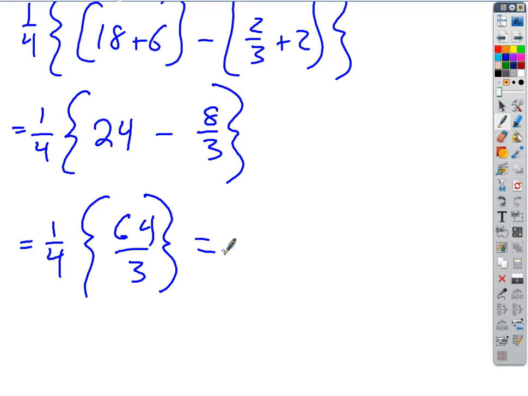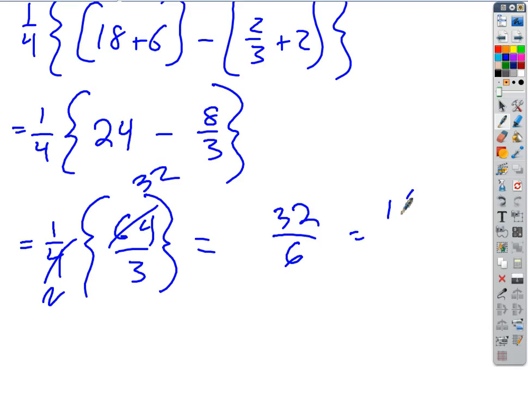I can reduce that a little bit: 2 and 32. So now multiplying straight across, I get 32 on the top and 6 on the bottom. 32 over 6, assuming we did everything right on that side. Sure, we could reduce it to 16/3. Good. All right, is there anything else we have to do here?